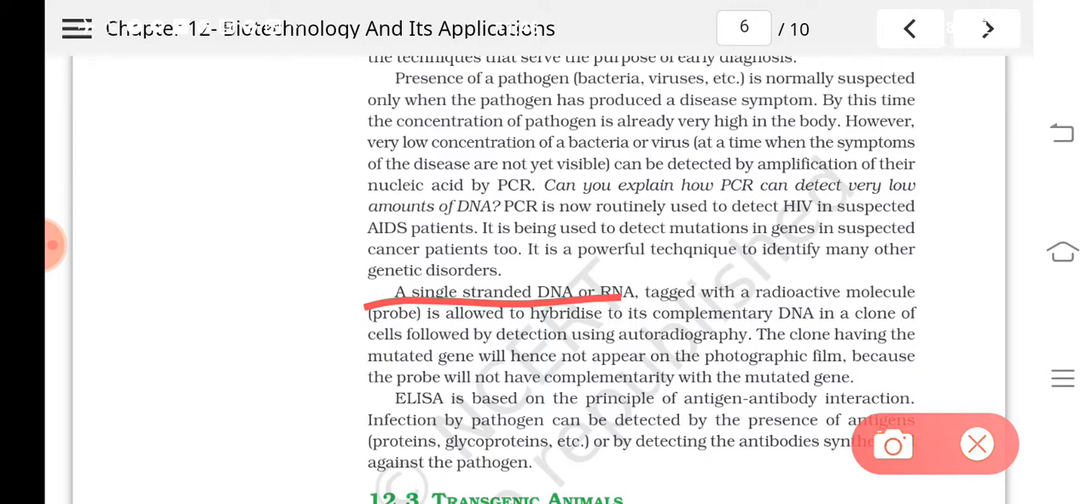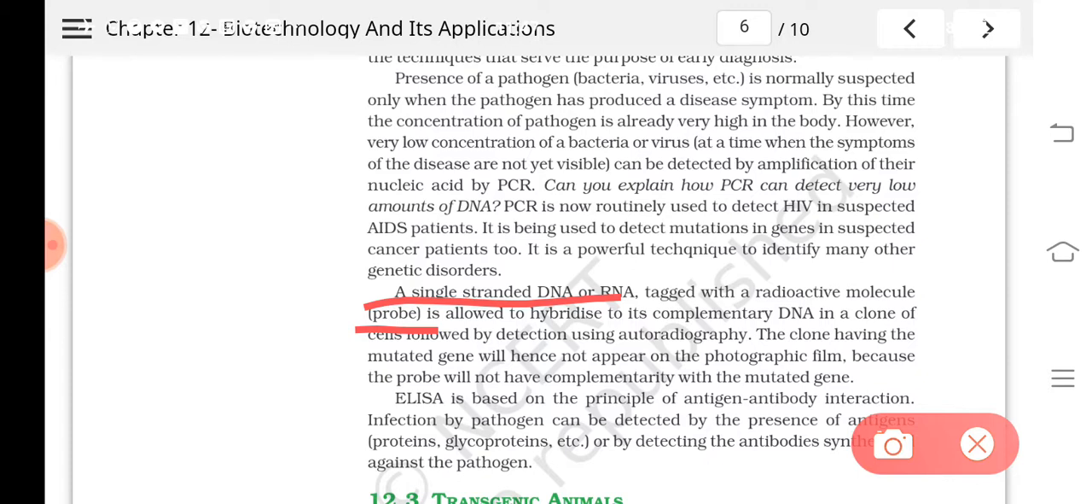And that is known as what? Probe. What is it? Probe. And then this single stranded DNA or RNA will be allowed to hybridize to its complementary DNA in a clone of cells. Understood? So cells from a suspended tissue will be grown in a medium, and into those cells our probe DNA will be sent, and they will be allowed to hybridize. We know that because complementarity is there, isn't it?